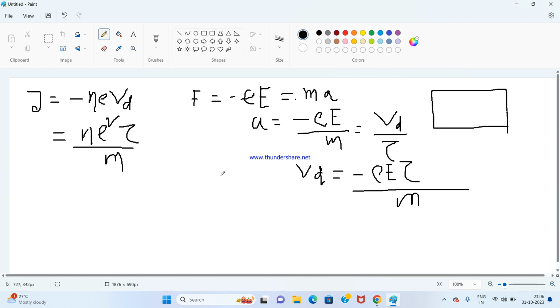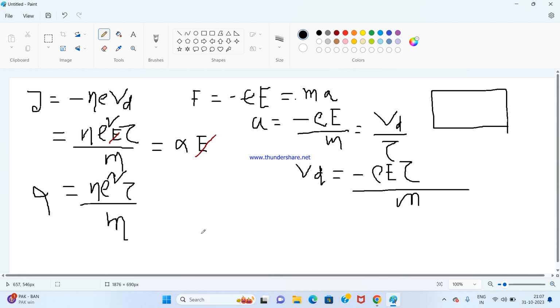From Ohm's law, which we already studied in our 12th standard, this current density is nothing but the electrical conductivity into the electric field. Here one term I missed, that is E. Now from this equation, the electric field is cancelled out from both sides, and the electrical conductivity sigma is n e square tau by m.